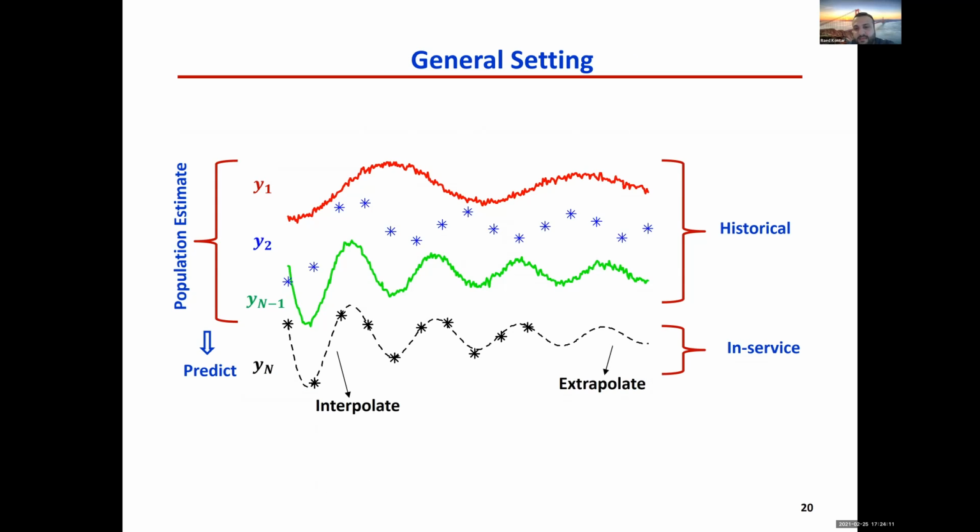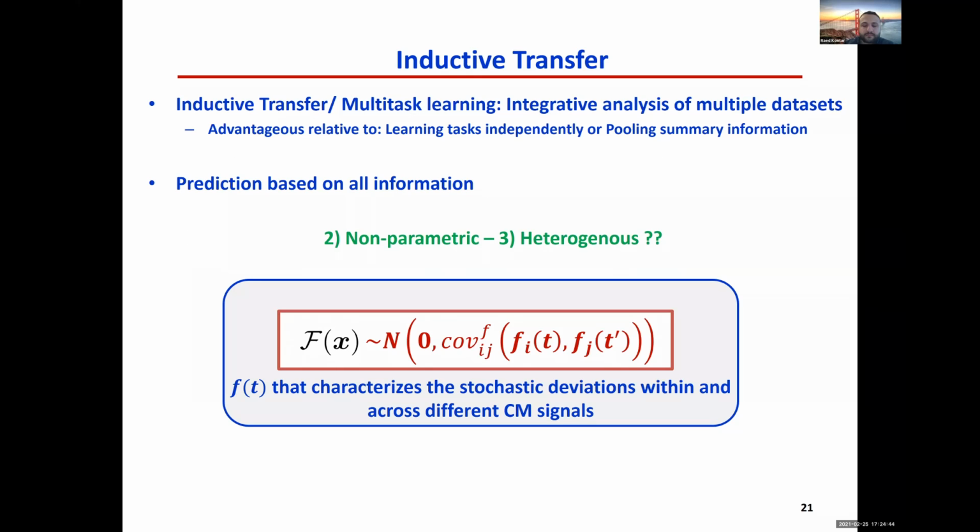So the key idea here is, instead of starting from a population estimate to predict yn, we are rather doing integrative analysis. And this is the key idea of transfer learning. Here specifically, it's under the notion of multitask learning. Basically, the idea of multitask learning is that the integrative analysis of multiple data sets is advantageous compared to analyzing each task, where each task is a functional signal alone, or just using a population estimate to update or estimate y of n.